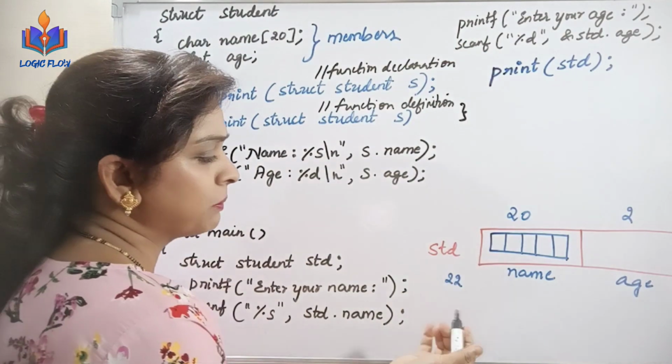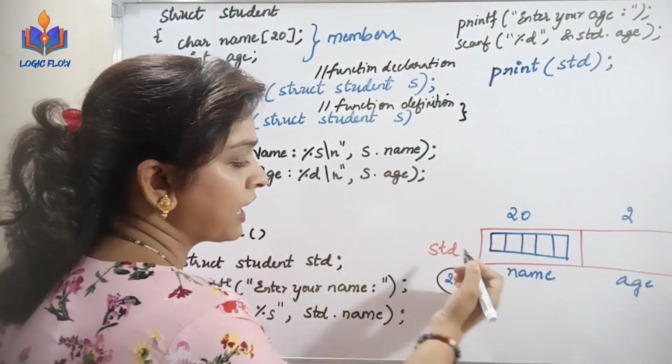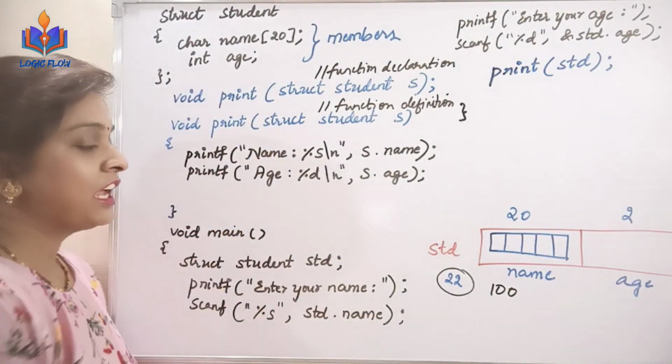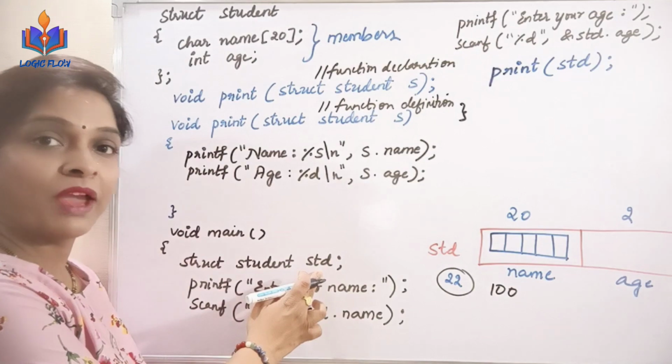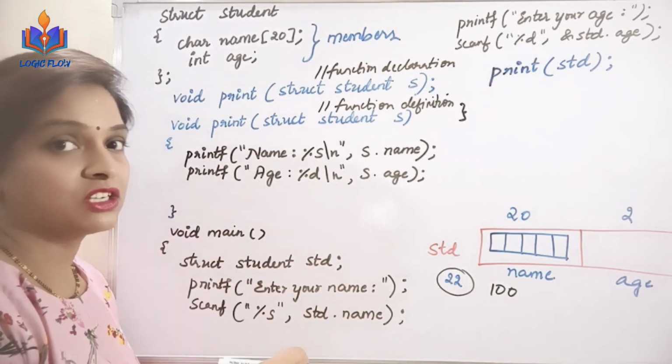So some address will be there. For example, a total of 22 bytes will be allocated. Say std will have some address, say 100. In fact, the structure variable will give you the base address, so it will be acting as an internal pointer.